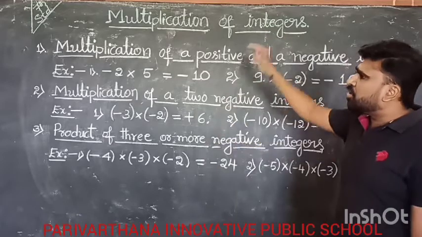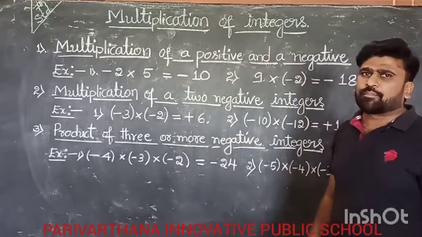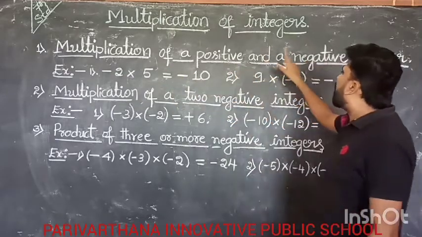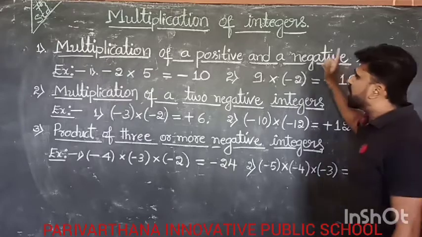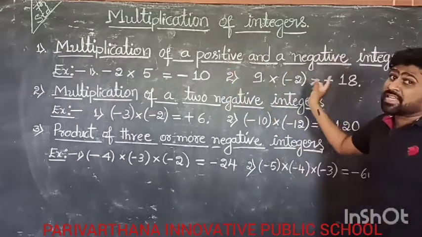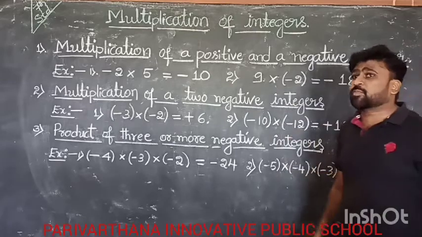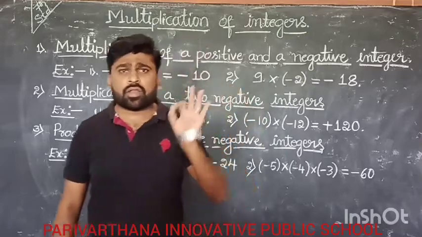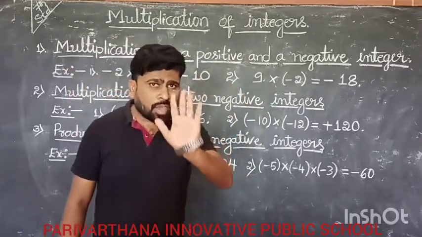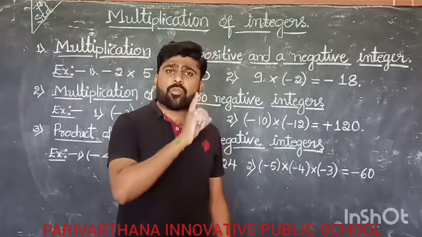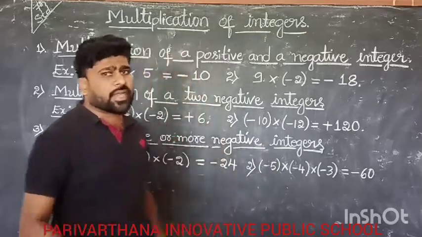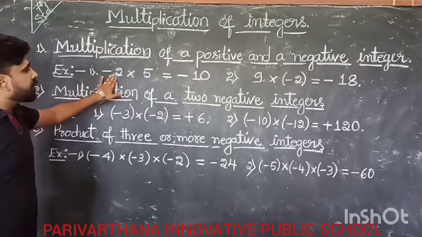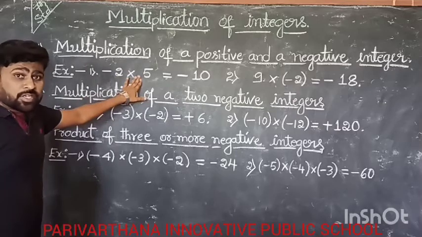Same as it is, you have to copy it into your CWR. The first one is the multiplication of a positive and a negative integer. That means one is positive and another one is negative. A positive integer is nothing but a plus number, and a negative is a minus number. Listen here, one example: minus 2 is a negative integer, plus 5 is a positive integer.